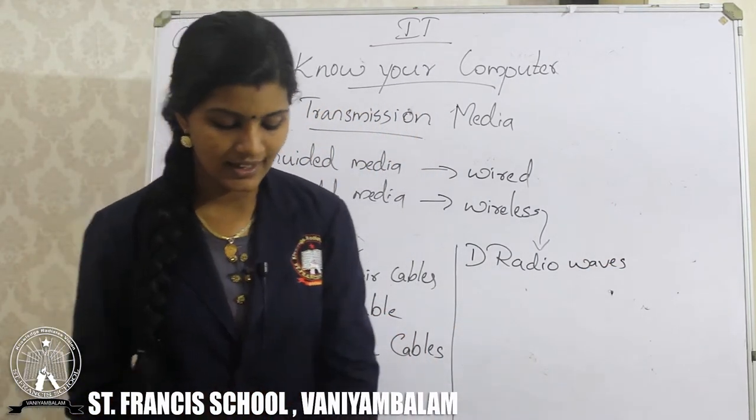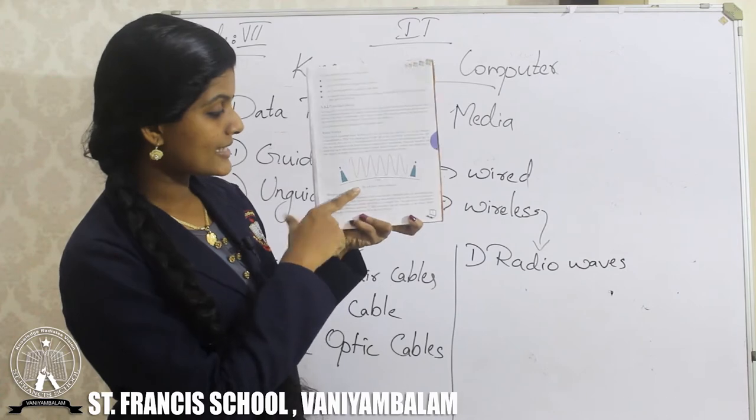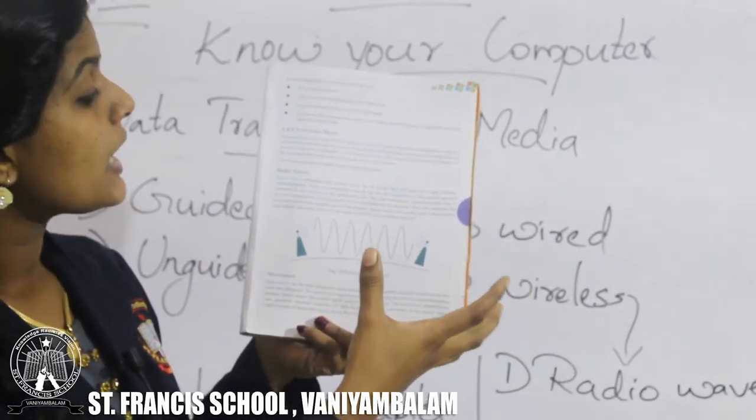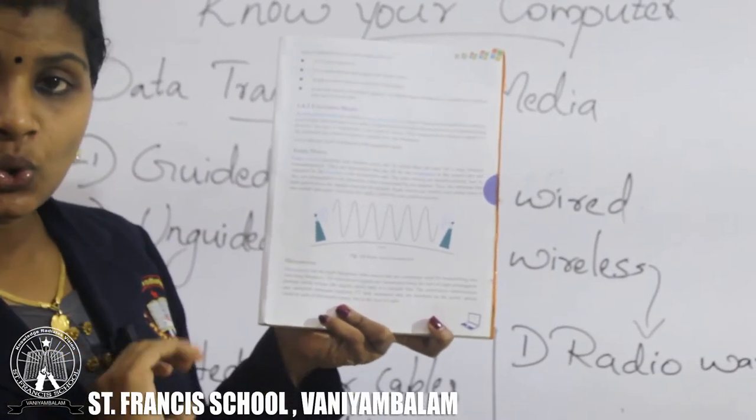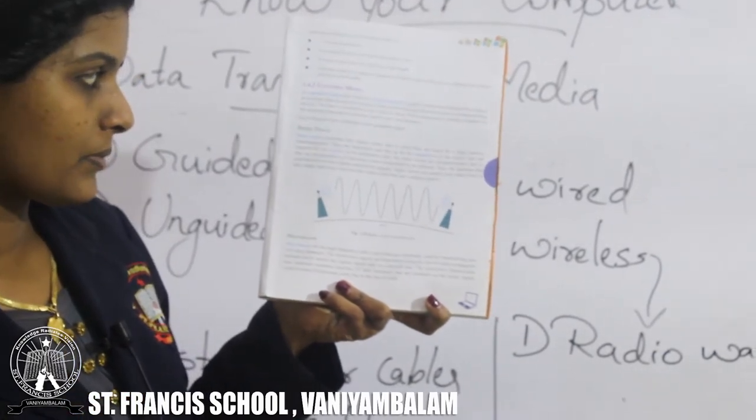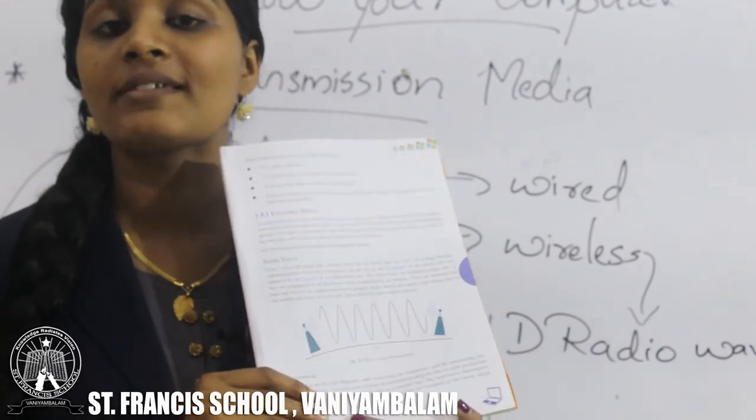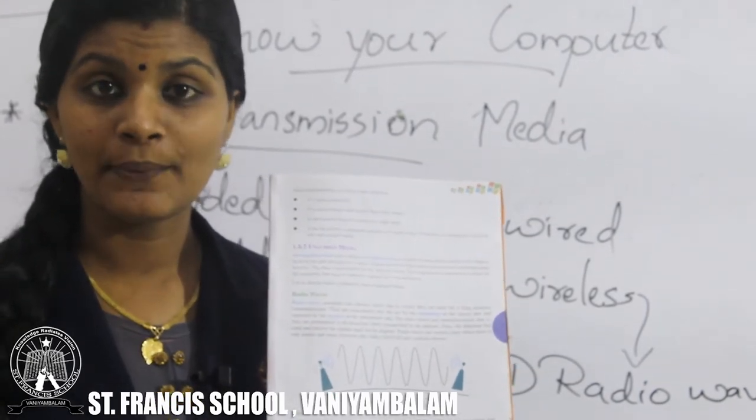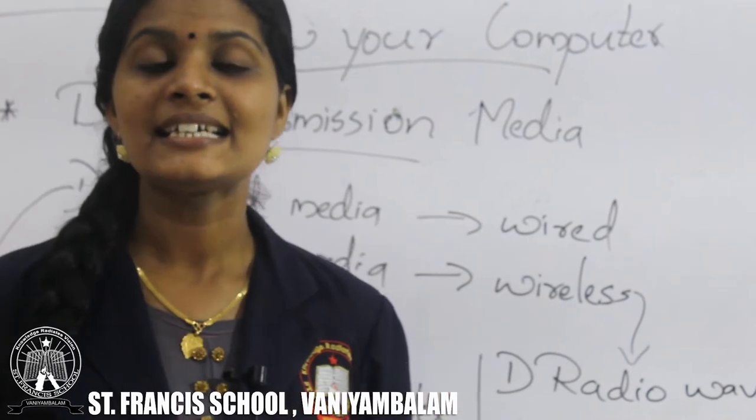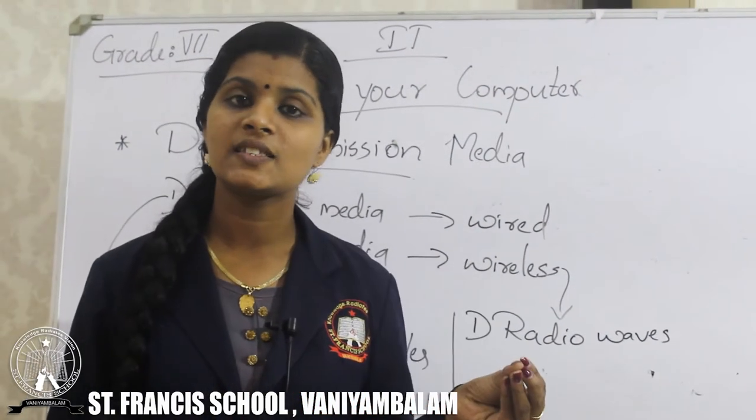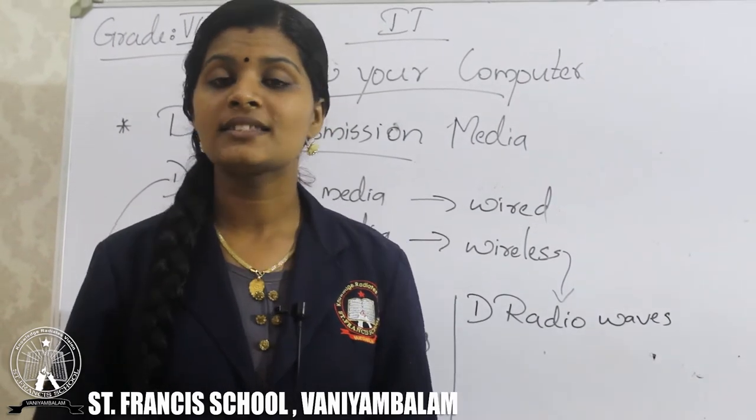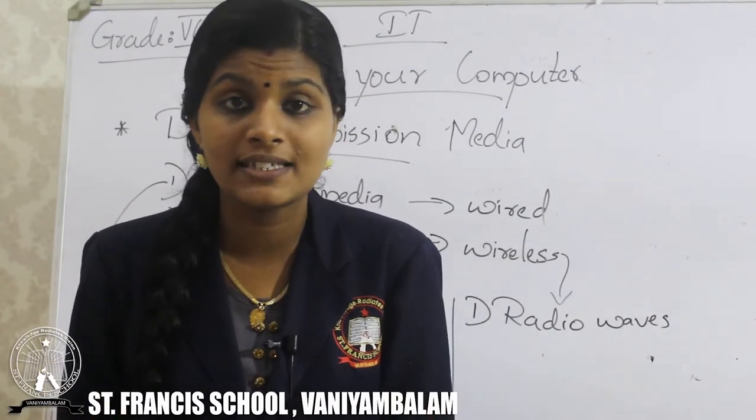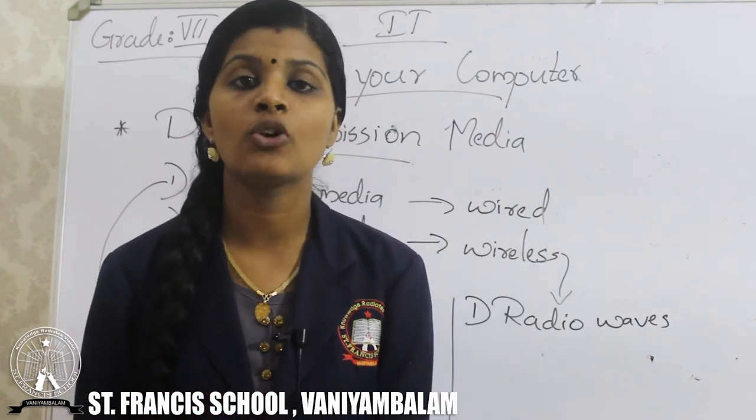In your textbook, the picture of radio waves is clearly given. You can see here, waves are passing from one side to another, from the transmitter to the receiver. No cable lines are there. Through air, it is transmitting. So radio waves are another type of unguided media, or wireless media. The specialty is that it has a transmitter and a receiver. Transmitter means the source from where it is going, who is sending. That sender is known as the transmitter, and the ones receiving are known as receivers.